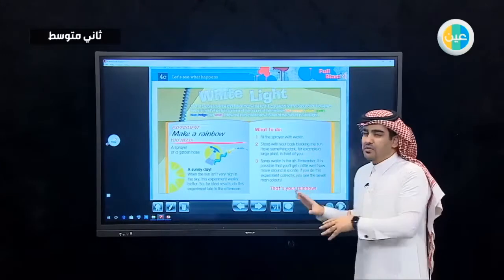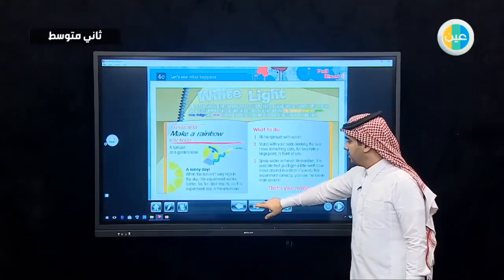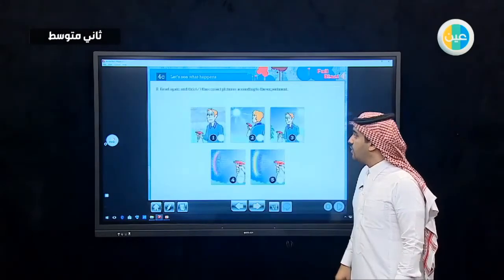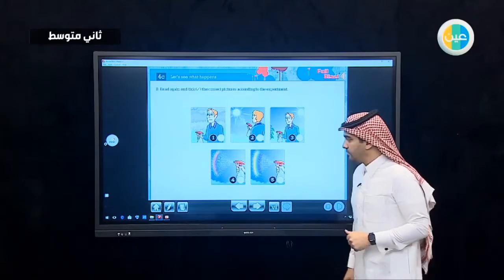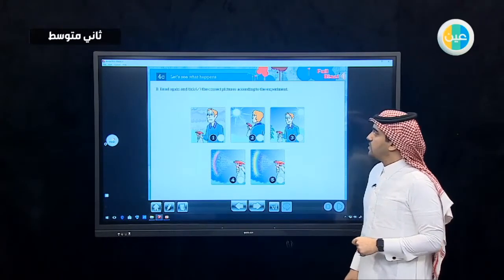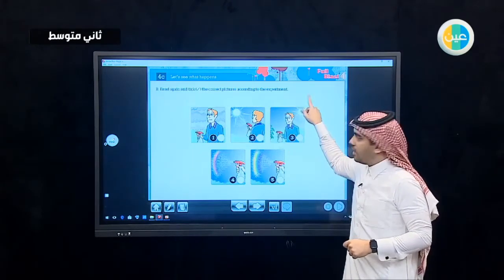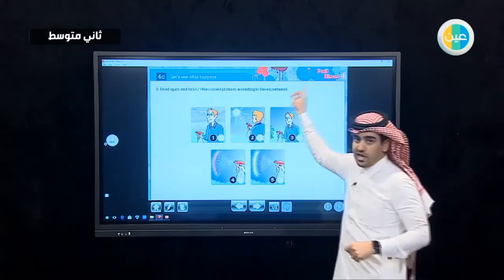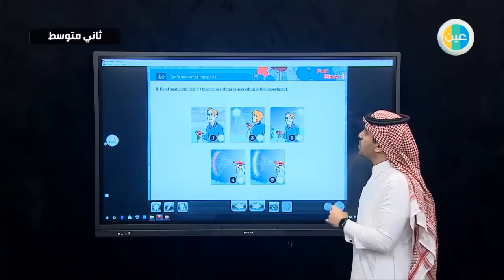Now we will have some questions just to check your understanding of the reading passage. Let's take a look at this activity on page 52 or page 53 maybe. It says read again and tick. Tick means put a sign like this one, علامة صح. Read again and tick the correct pictures according to the experiment.